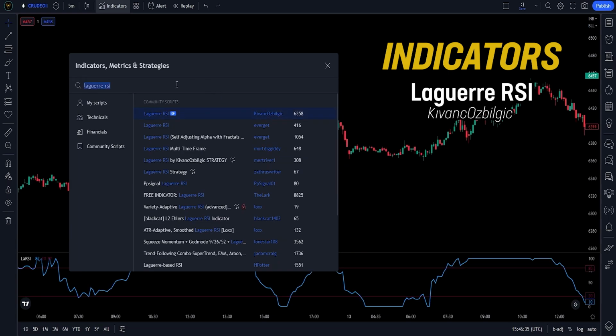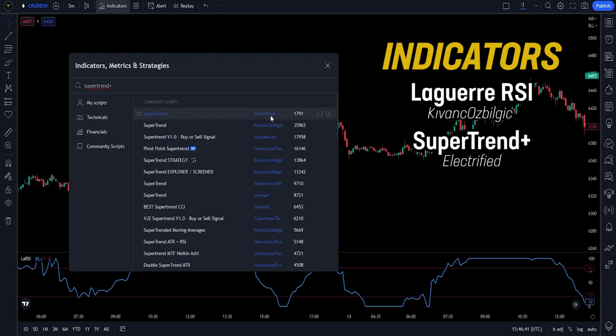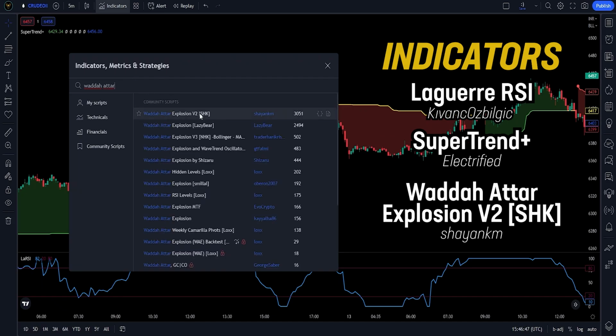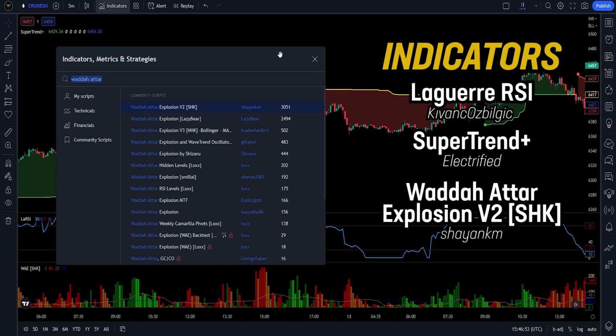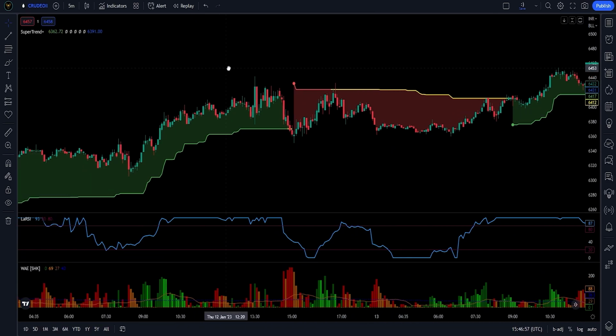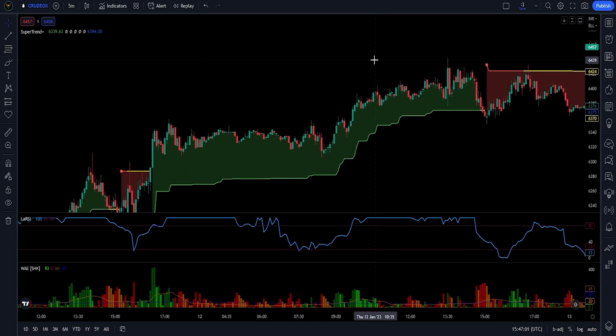to your chart. The second indicator we will be using is called Super Trend Plus by Electrified. Once again, left click it once. Our third and final indicator is called Wada Adder Explosion version 2. We will be using this one by SHK, so select this indicator, and we are done with adding indicators to our chart. Now, we will modify settings for our indicators, so that our strategy will work to its full potential. So, let's modify our indicators.